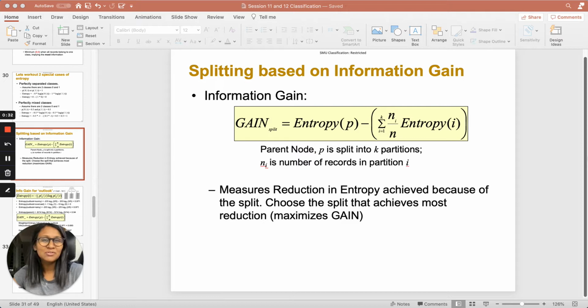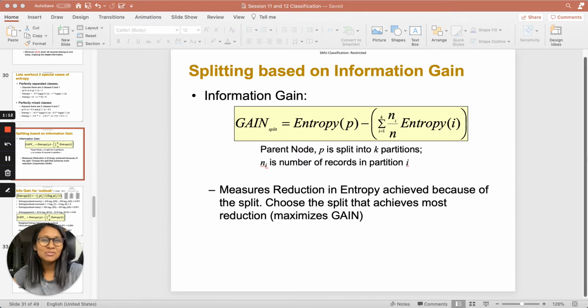So basically, what we want is that after a particular node is split into child nodes, the resulting entropy of the child nodes should be lesser than the entropy of the parent node. And this reduction is called the information gain. So we try out different attributes, we calculate the information gain, and then we choose the attribute that gives us the maximum information gain. So in this video, I want to talk about the formula for information gain, and then we will apply it on a real example to see how all of this comes together.